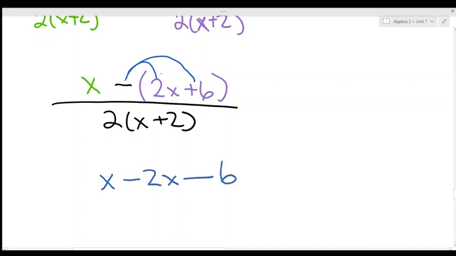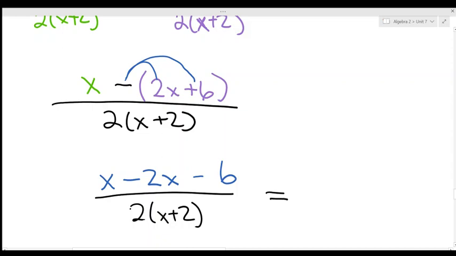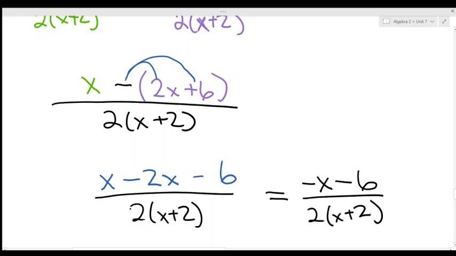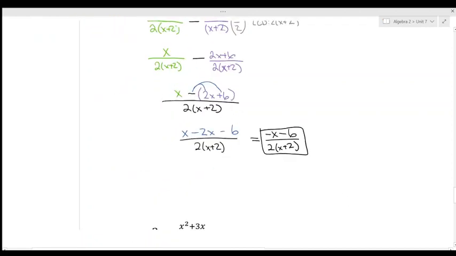You'll remember this first one, but make sure to remember any terms that are behind it as well, okay? You gotta remember. That is a very long minus sign. Over 2 times x plus 2. So now we're going to combine like terms. X minus 2x is a negative x minus 6 over 2 times x plus 2. And that is your final answer. All right, let's see if we have any more examples.